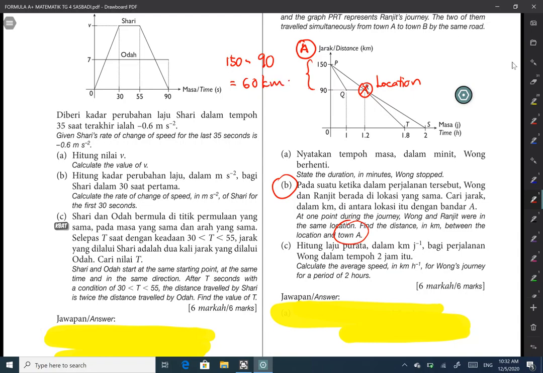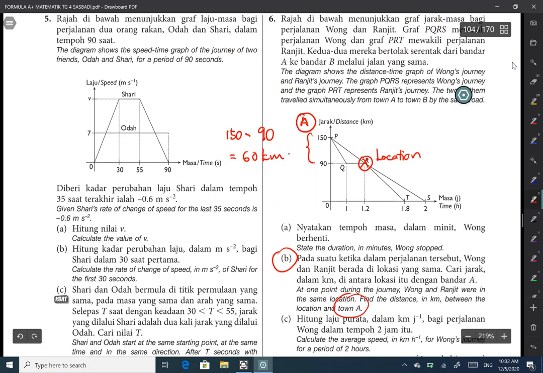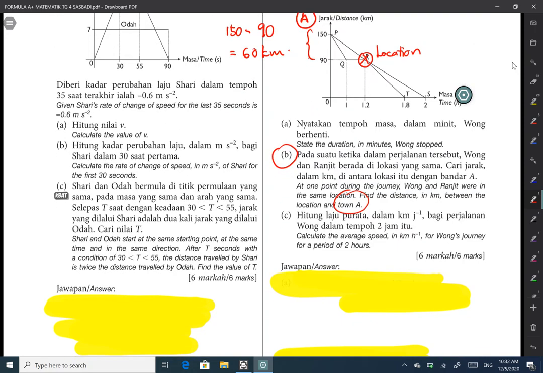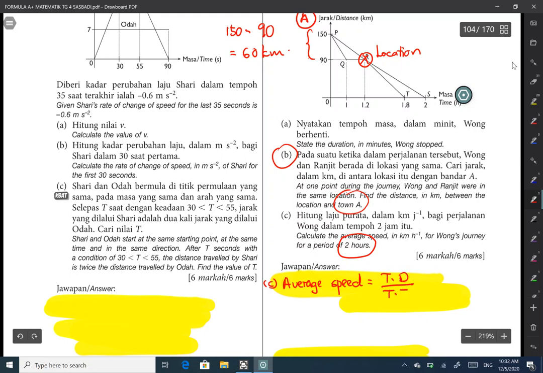Question C. Calculate the average speed in kilometers per hour for one journey for a period of 2 hours. Average speed is equal to total distance divided by total time. So total distance is 150. Total time he gives you is 2 hours, so it's 75 kilometers per hour. Okay, that's all for today.